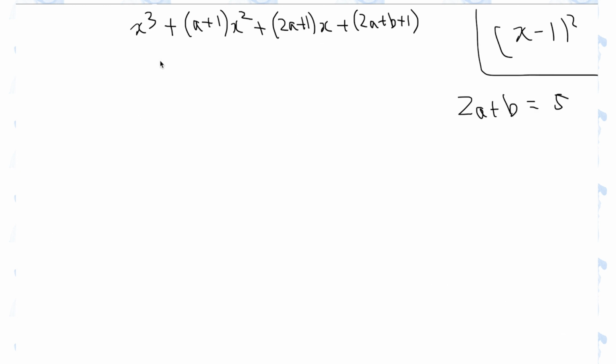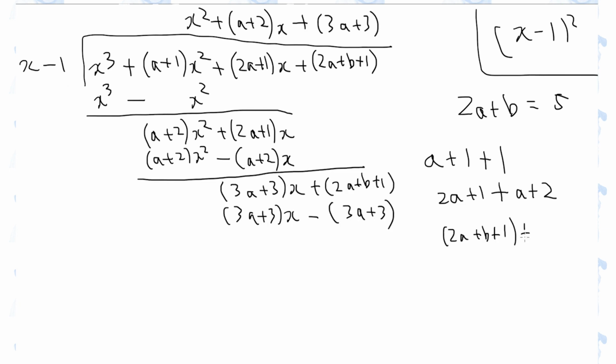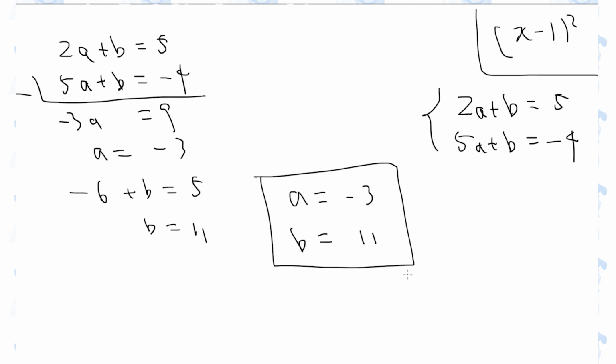Let's divide the quotient of the first division by x minus 1. 5a plus b plus 4. And once again, because this polynomial is divisible by x minus 1, the remainder must be equal to 0. So we have another equation, 5a plus b equals minus 4. And let's solve these equations simultaneously to find the values of a and b. Therefore, a is minus 3 and b is 11.